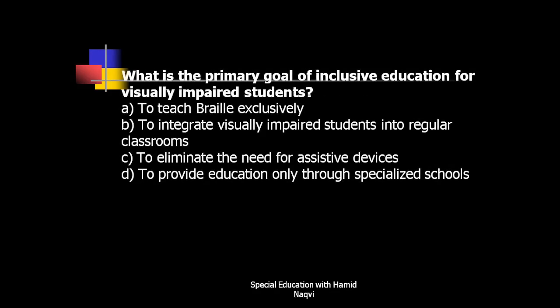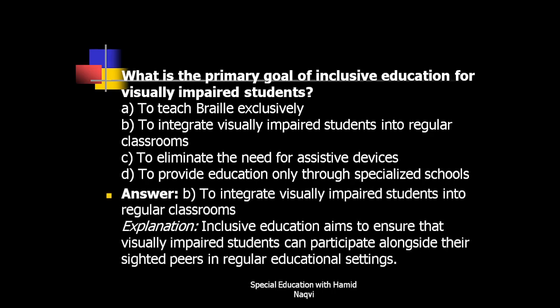Next is what is the primary goal of inclusive education for visually impaired students? To teach Braille exclusively, to integrate visually impaired students into regular classrooms, to eliminate the need for assistive devices, or to provide education only through specialized schools? The answer is to integrate visually impaired students into regular classrooms. Inclusive education aims to ensure that visually impaired students can participate alongside their sighted peers in regular educational settings.